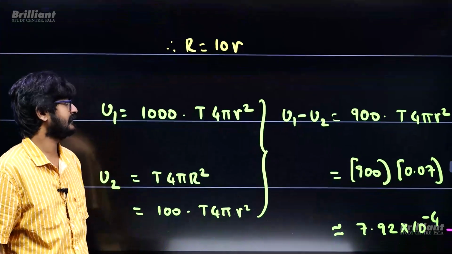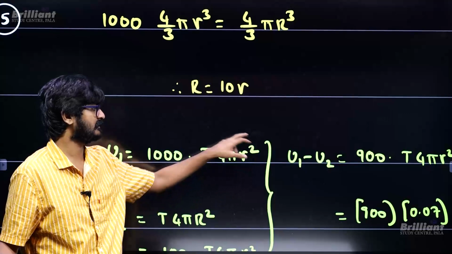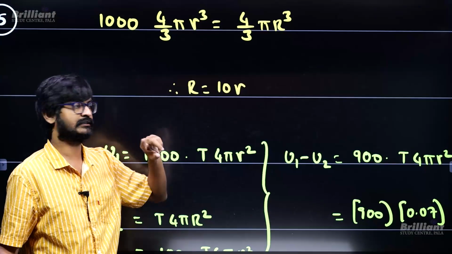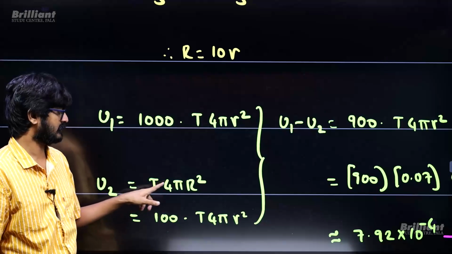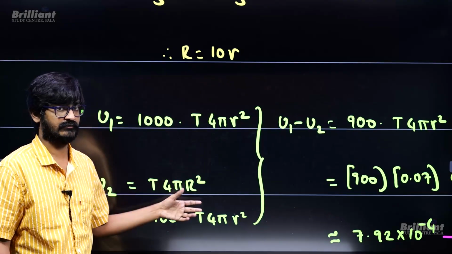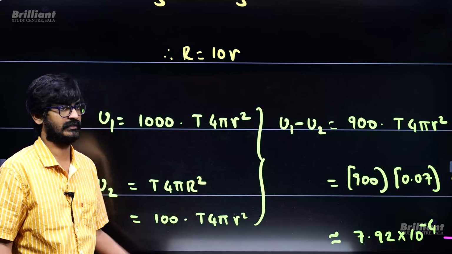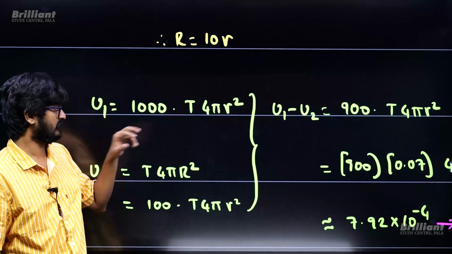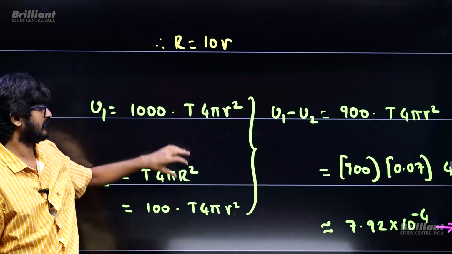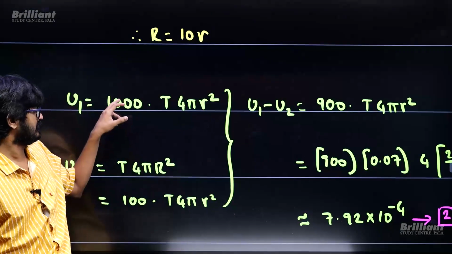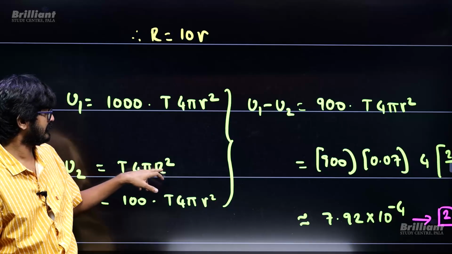So what about the energy? Surface energy will be surface tension times surface area. But how many such drops are there? 1000 are there initially, but finally there is only one drop. So surface tension into surface area, which is 4 pi R square. But this is the new radius. Now you need to see what is the change in energy. So initial energy minus final energy. When I do that, T into 4 pi R square, okay, this R is 10r, right?